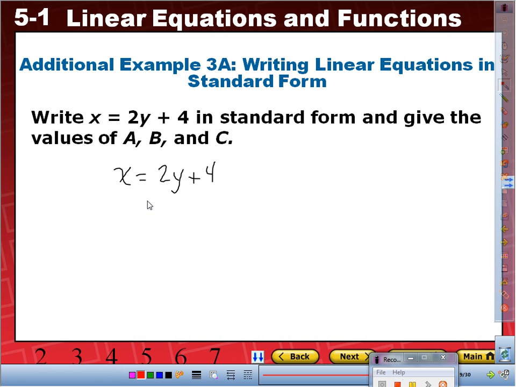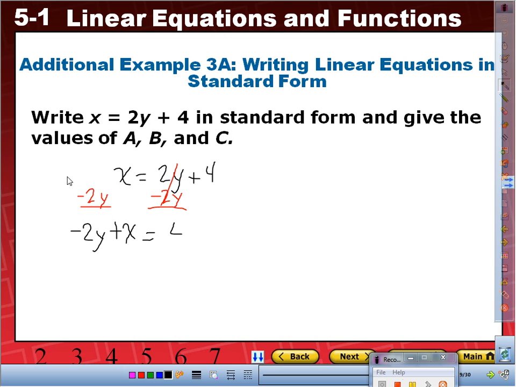All right. So your neighbor said what? Minus 2y. And we're left with negative 2y plus x equals 4. Is that correct? Is it in standard form now? No. What did I do?